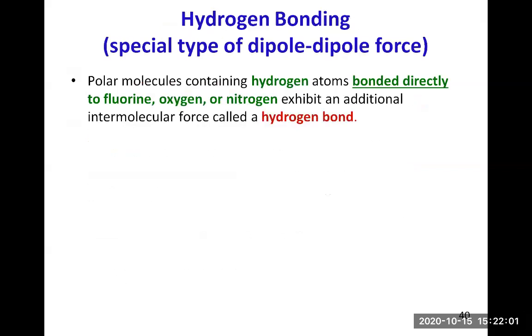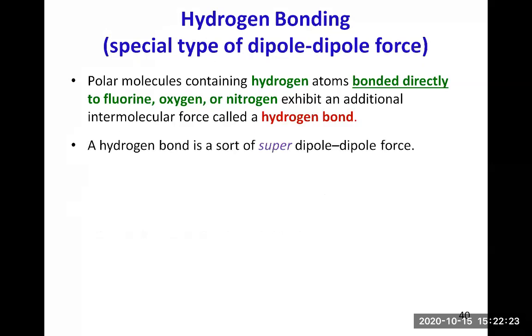Hydrogen bonding. Hydrogen bonding is really a special type of dipole-dipole force. It only occurs for polar molecules that contain hydrogen atoms that are bonded directly to fluorine, oxygen, or nitrogen. And so they will exhibit this additional intermolecular force that we call the hydrogen bond. A hydrogen bond is a sort of super dipole-dipole force because it's, again, due to dipole moments, but it's very specific in that it has to be a hydrogen bonded to fluorine, oxygen, or nitrogen.